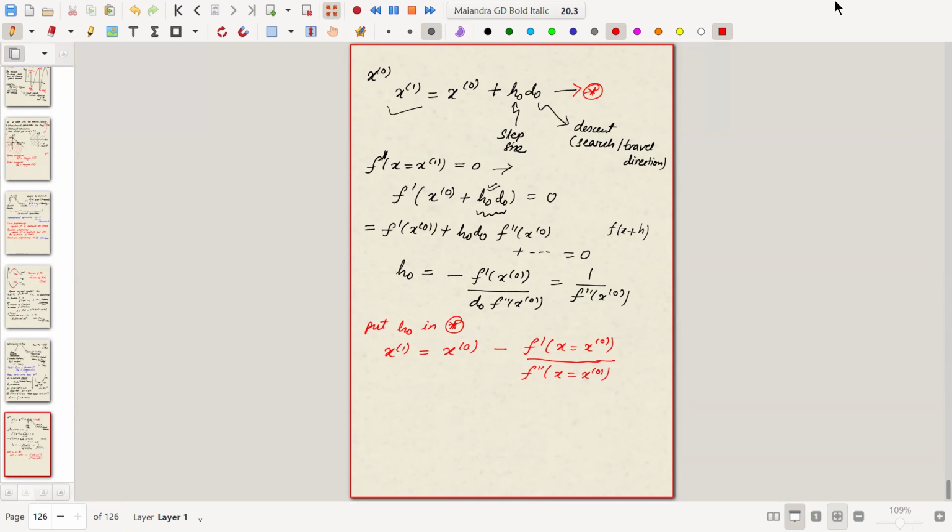In general, if I write the general method equation, x k plus 1 equals x k minus, like iteration step, f prime at x0. Yes, not x0 anymore, x k, f prime at x k.